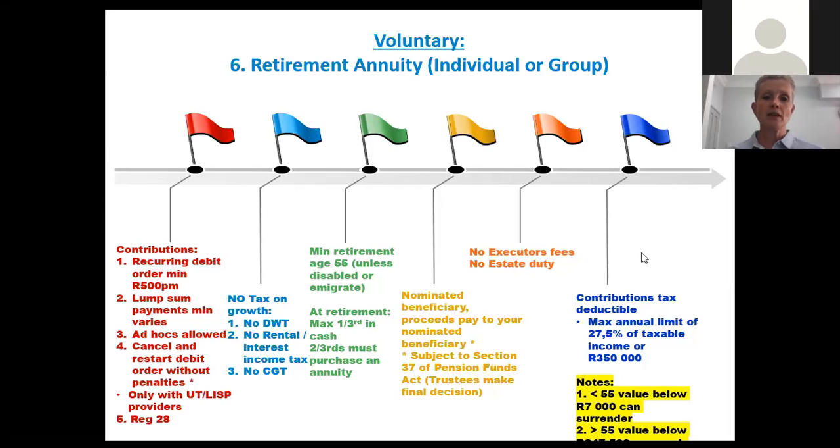But obviously, if anything ever changes, you guys, as my clients, would be the first to know. And we would then have to make changes that would be necessary to your portfolio to take that into account if something like prescribed assets comes into play. So contributions, recurring contributions of a minimum of 500.